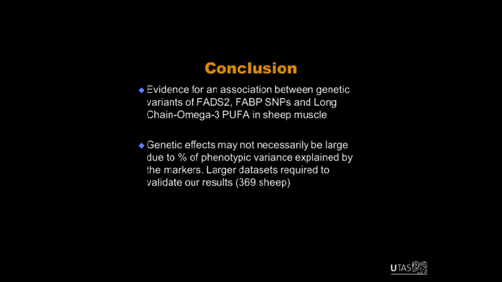I should also mention that we genotyped only 369, even though we started with 500, but we had to discard the others because we were not sure of the paternity. So numbers here could be another issue that would have had an impact on this. If we had larger numbers, perhaps we'd get a different result.